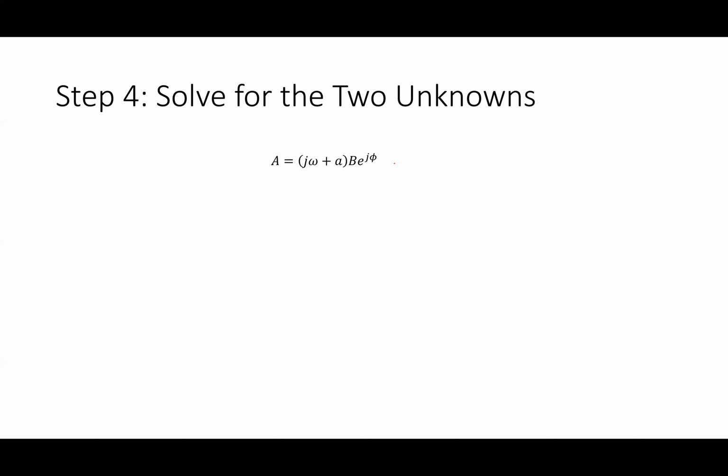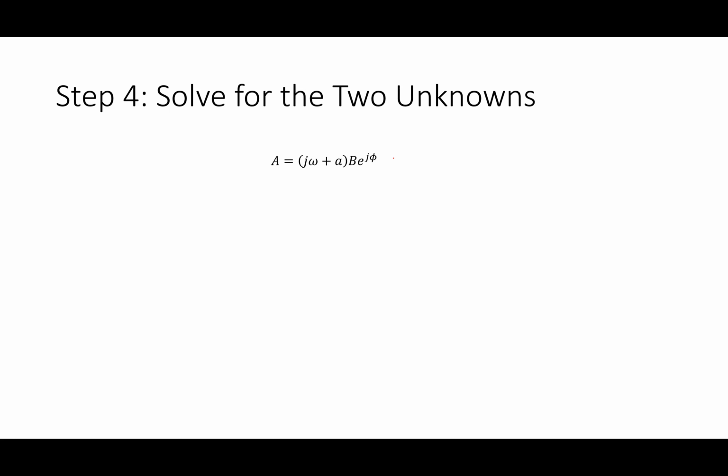So my step 4 is to solve for the two unknowns. It's pretty easy to get lost in the math. What am I trying to solve for? Which two unknowns? B and phi: b, the amplitude of that cosine, and phi, the phase shift of that cosine. So this is actually two equations. How is it two equations? It looks like one equation. Not quite.